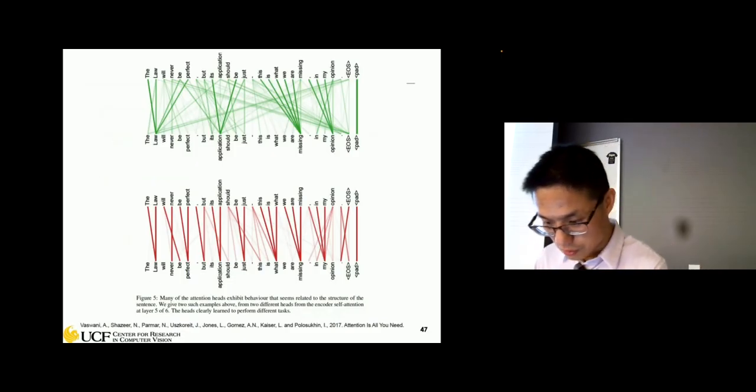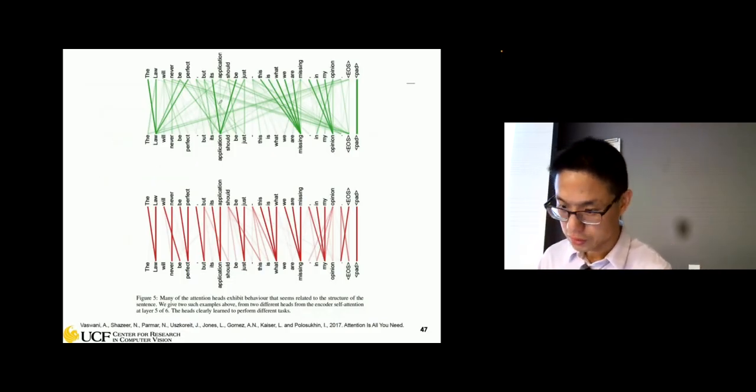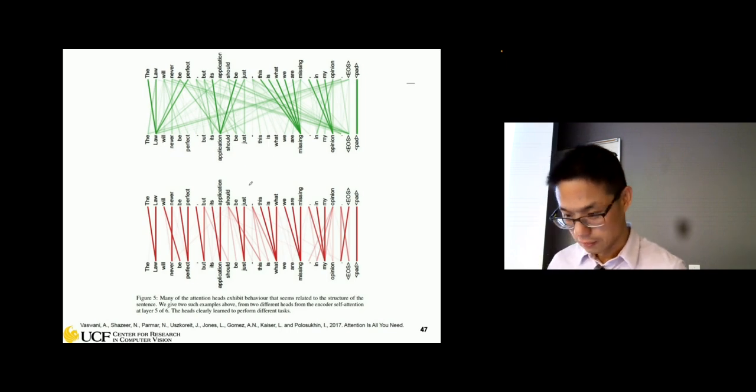So here also shows the attention weights. The darker color means higher attention weights. You can see different attention heads do learn different attention weights. So maybe for the same sentence, this head learns something a little bit different from the other heads, okay?